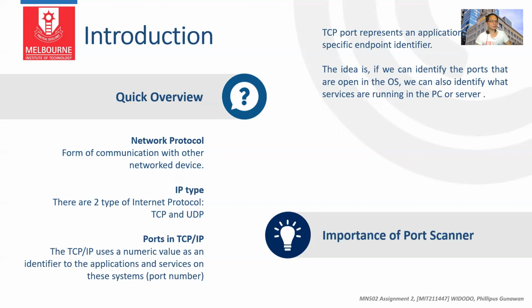As we mentioned before, a TCP port represents an application or service-specific endpoint identifier. After knowing the overview of the ports in the Internet Protocol, we are now aware that even without knowing, certain ports are already open, such as ports 137 and 138, which are used for NetBIOS communication between the PCs. And as we know, if we do file sharing, other ports will be open, which are 445 and 139.